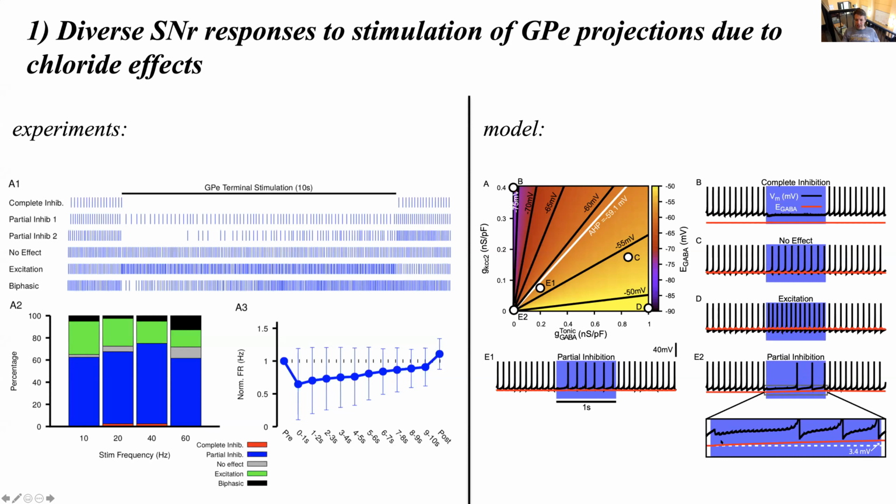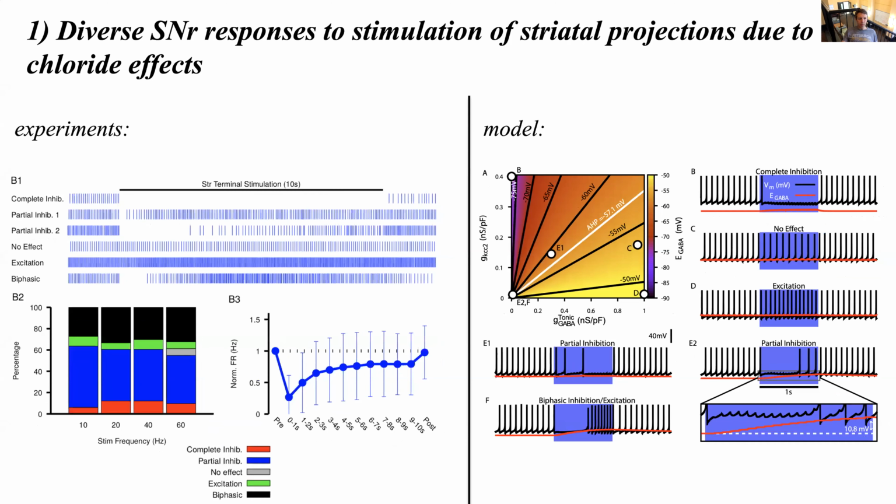Okay, and you can see in this partial inhibition, the time scale is long enough that we do get this accumulation of chloride, which gives us a gradual increase in E-GABA. And that gradual increase makes E-GABA less effective at hyperpolarizing the cell, so we get this partial inhibition. Okay, so we get similar effects with striatal stimulation.